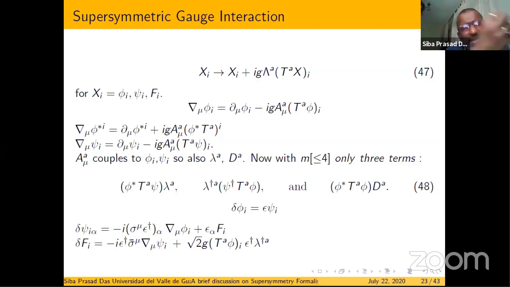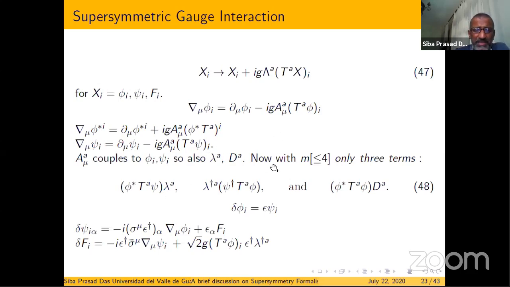Now I have to introduce the gauge interaction, and whenever I have a gauge interaction, psi i goes to psi i plus i epsilon lambda a, where this lambda is the generator, and Ta is the corresponding parameter of the gauge group with the corresponding xi. And if you do the corresponding covariant transformation of the phi field, it has that form.